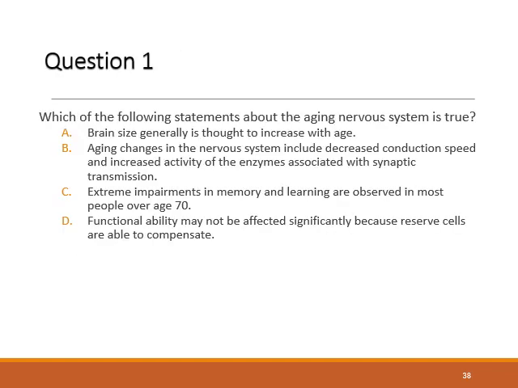Let's try a question. Which of the following statements about the aging nervous system is true? I'll give you a minute while I get a drink of water. So the answer is D. Functional ability may not be affected significantly because reserve cells are able to compensate.